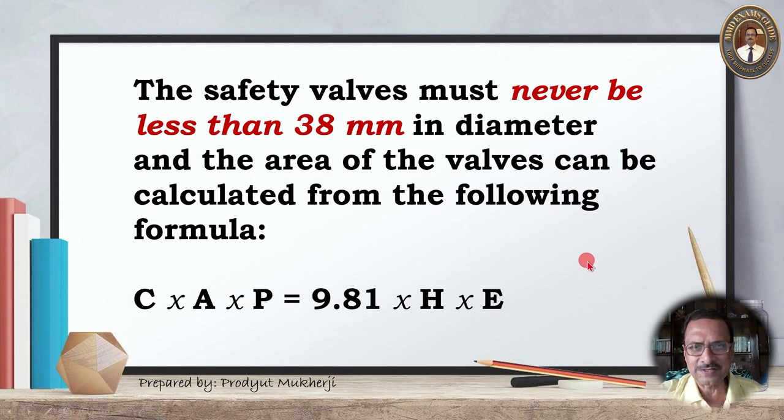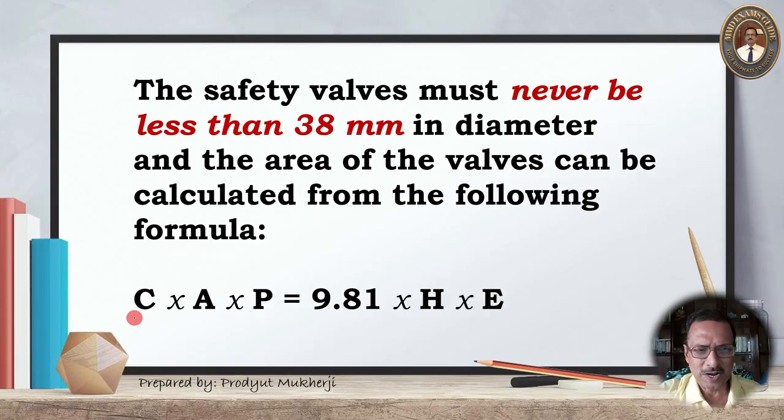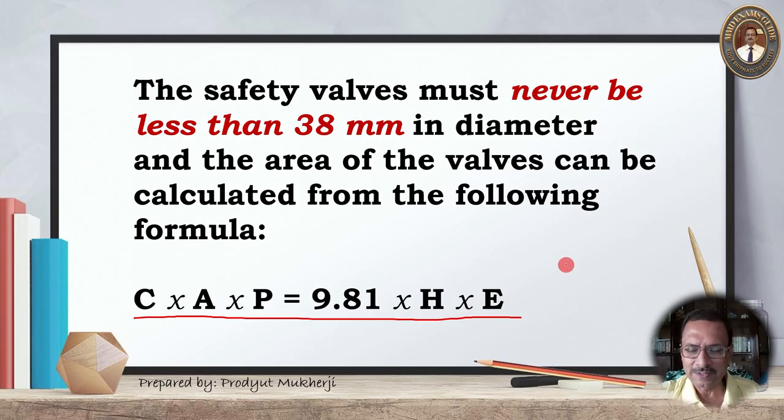As you can see, the safety valve must never be less than 38 in diameter. And the area of the valve can be calculated from this formula: C into A into P is equal to 9.81 into H into V. Now let us see what these alphabets stand for.